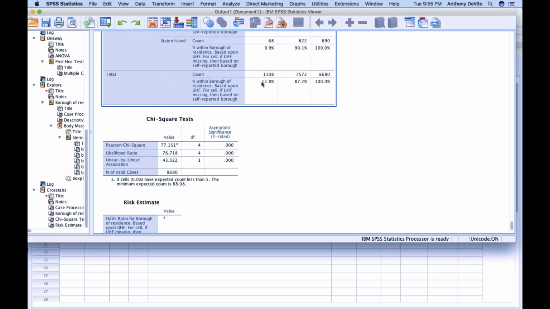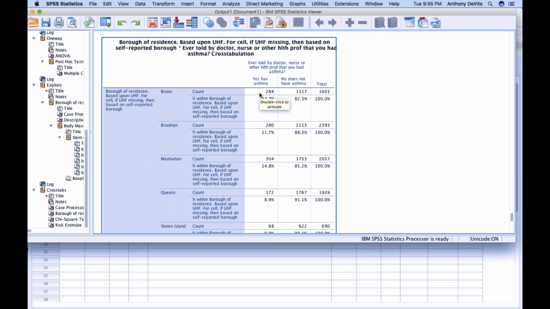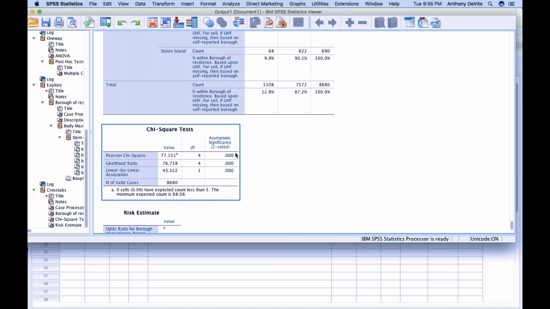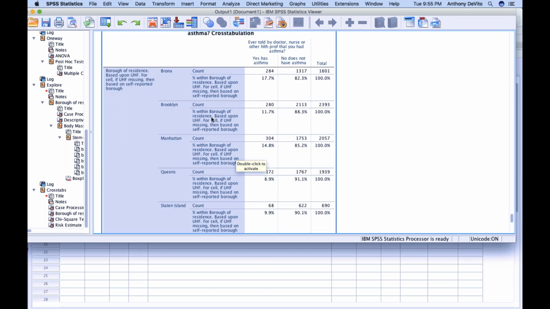Let's do a chi-square test. And here is our chi-square test. And our chi-square test indicates that if we rejected the null hypothesis that there was no association between borough of residence and whether or not you have asthma, there is far less than a 5% chance of being wrong. So we reject the null hypothesis and say there is an association between what borough you live in and whether or not you have asthma.